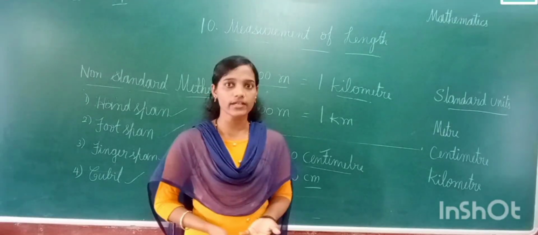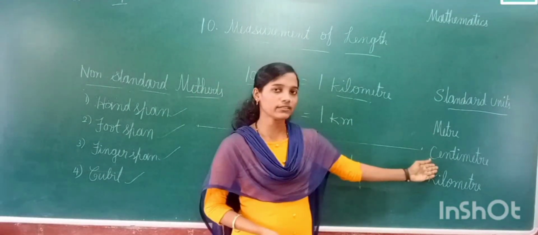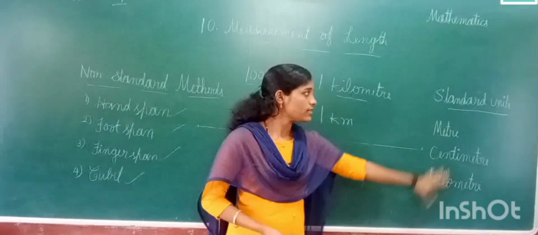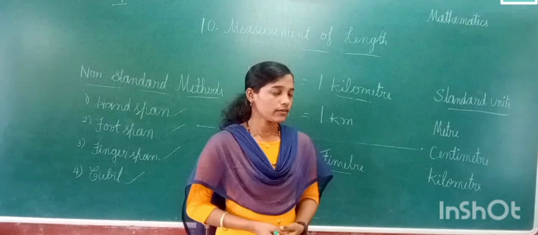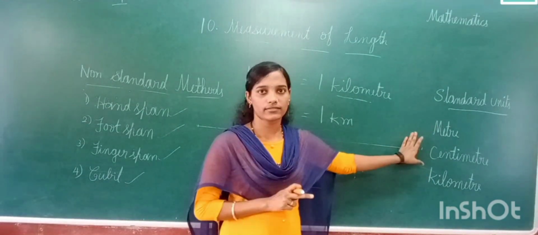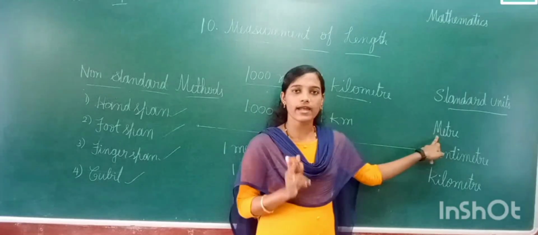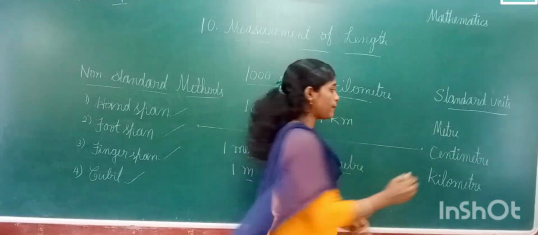And what are the standard units of length? Yes, meter, centimeter, kilometer. These are the standard units of length. If anyone measures things with the help of these units, they will get the standard unit of length. So meter is the standard unit of length and the symbol of meter is m.